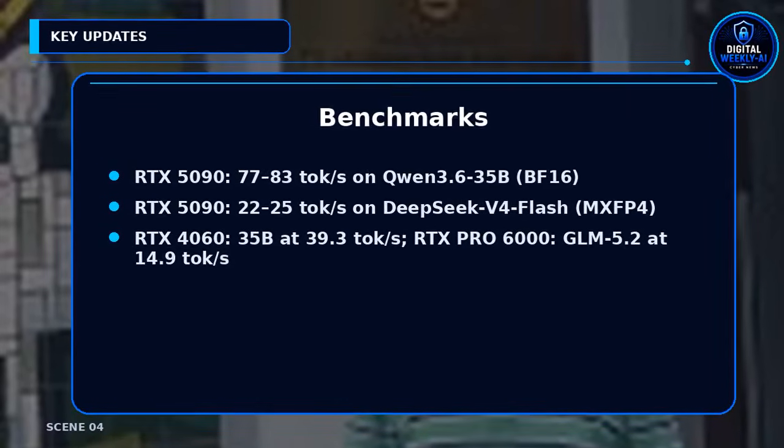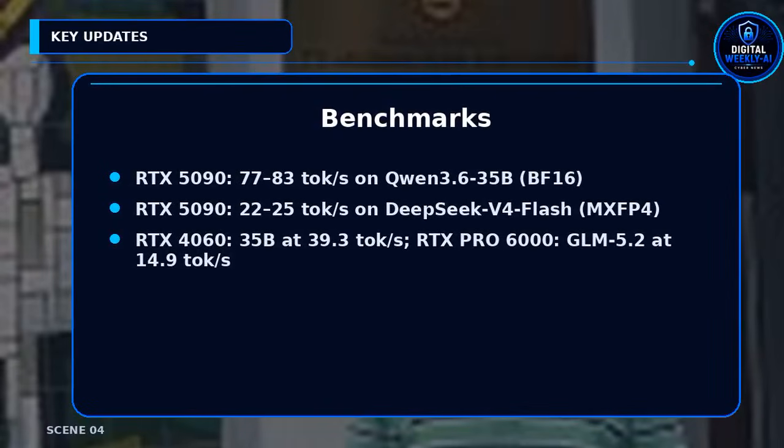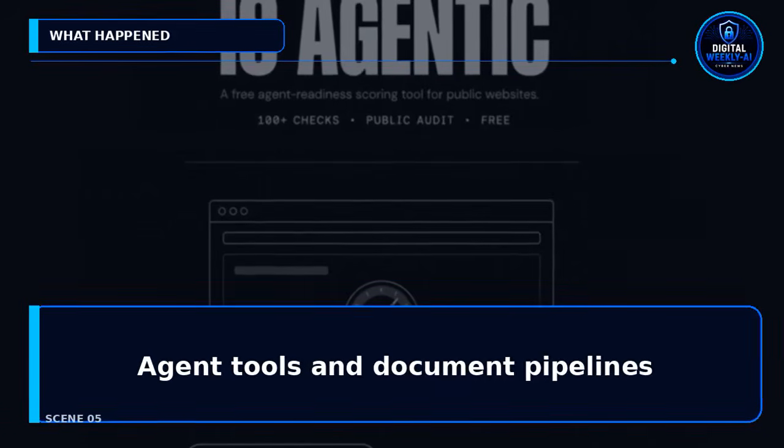On an RTX 5090, FreeToken sustains 77 to 83 tokens per second on Qwen 3.6 35B A3B in BF16 and 22 to 25 tokens per second on DeepSeek v4 Flash in MXFP4. On an 8GB RTX 4060, it serves a 35B model at 39.3 tokens per second. On an RTX Pro 6000, GLM 5.2 with roughly 40B active parameters ran at 14.9 tokens per second versus Llama.cpp's 7.3 tokens per second. Other tooling is moving too.